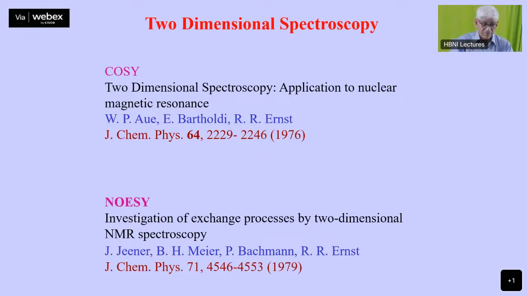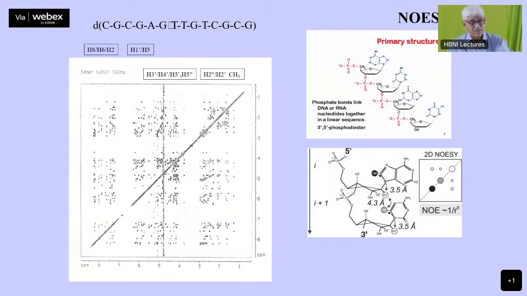And whether you use these techniques for DNA or proteins, it is all the same. The methods are the same. So we can use this for DNA as well here. So now here is a typical NOESY spectrum of a 14-mer DNA sequence. For ready reference, I put these ones also here.